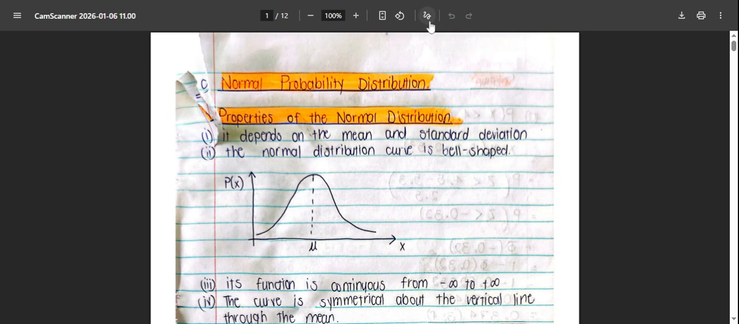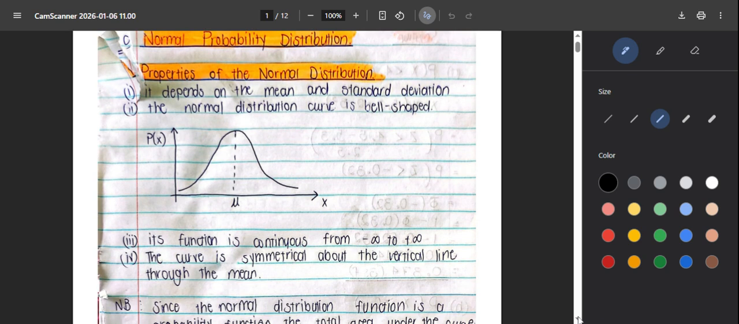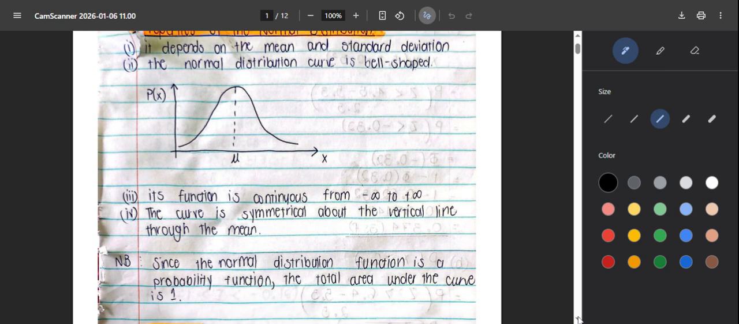In terms of the properties, it depends on the mean and the standard deviation. The normal distribution curve is also bell-shaped. Its function is continuous from negative infinity up to positive infinity. The curve is also symmetrical about the vertical line through the mean. And lastly, since the normal distribution function is a probability function, the total area under the curve is 1.